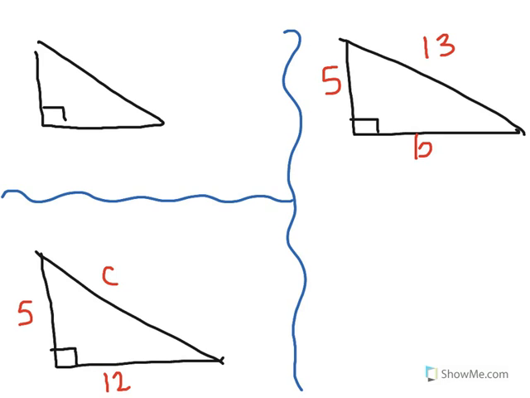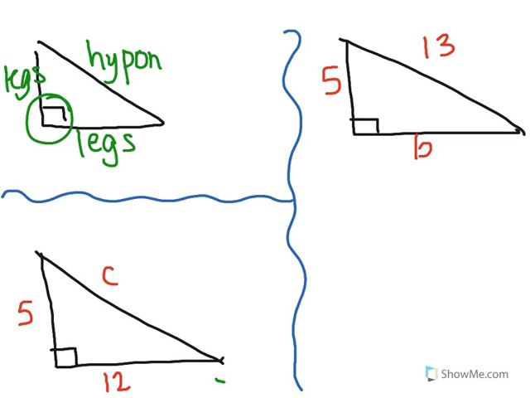Earlier in the year, we talked about the Pythagorean Theorem, which deals with right triangles and how to find a missing side of a right triangle. If you remember, in a right triangle, we have two legs, which are next to or adjacent to the right angle, and we've also got our hypotenuse, which is across from the right angle. We called the two legs A and B, and it doesn't matter which one's which. And we called the hypotenuse C.